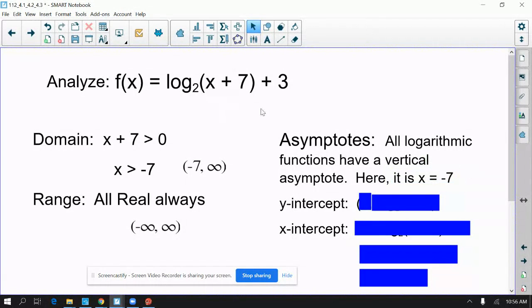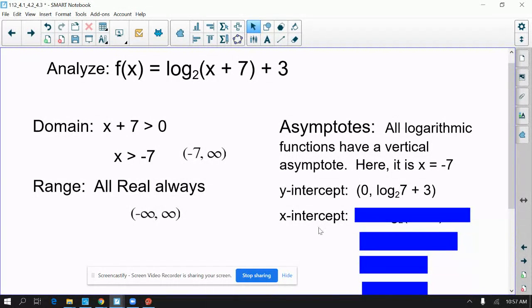Does this have a y-intercept? Well, the y-intercept always occurs when x is 0. So if you plug in 0 for x, what do you get? You get log base 2 of 7 plus 3. You could put that in your calculator if you want, or you just leave it like this.